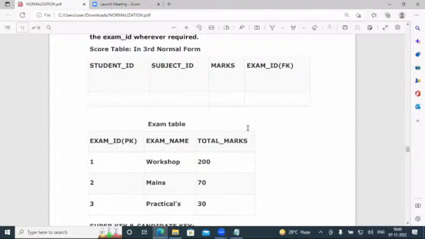The two columns will be separate. One table, the score table: student ID, subject ID, marks. I kept my existing table as it is, and in this existing table, one new column is added. What is this? Examination ID.